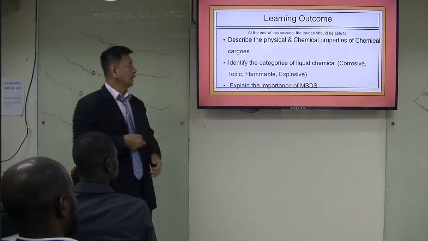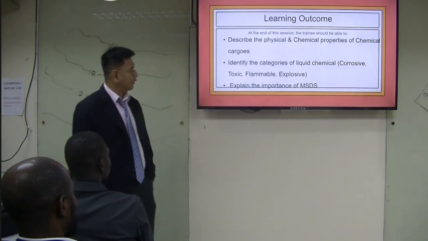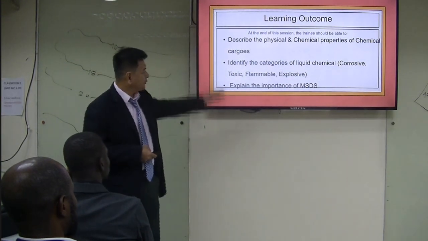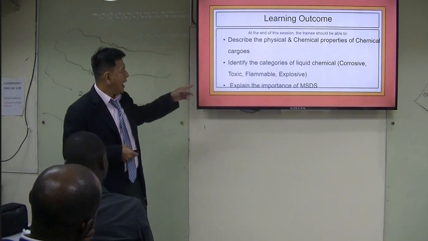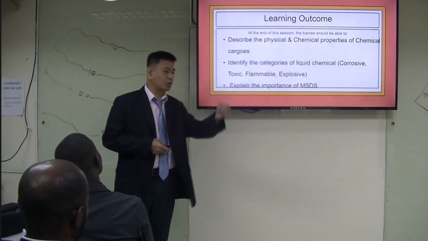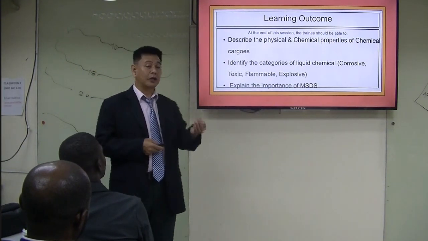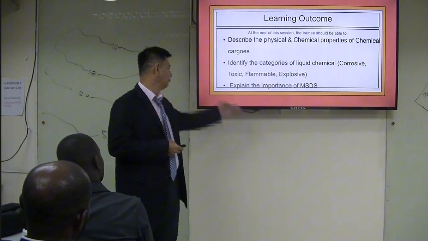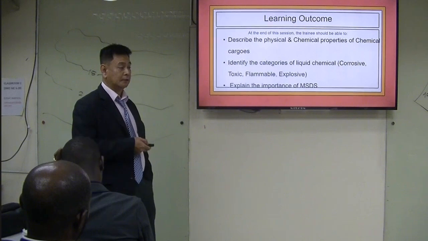So, in my topic, at the end of this session, the trainee should be able to describe the physical and chemical properties of chemical cargoes, identify the category of liquid chemical, whether it is corrosive, toxic, flammable, or explosive, and explain the importance of MSDS.